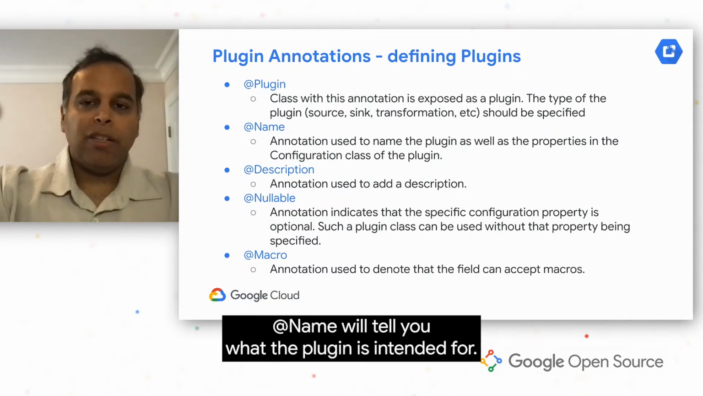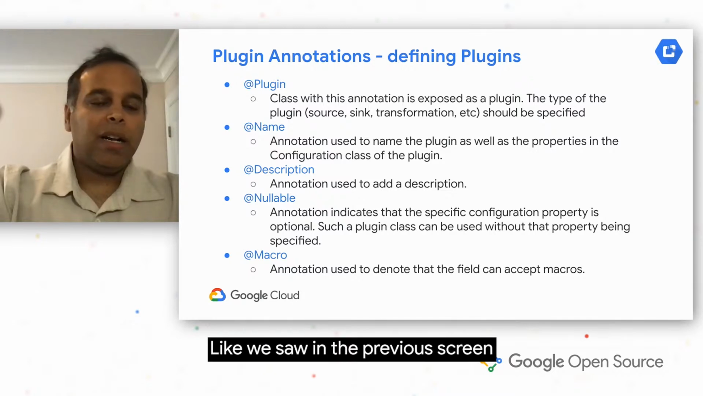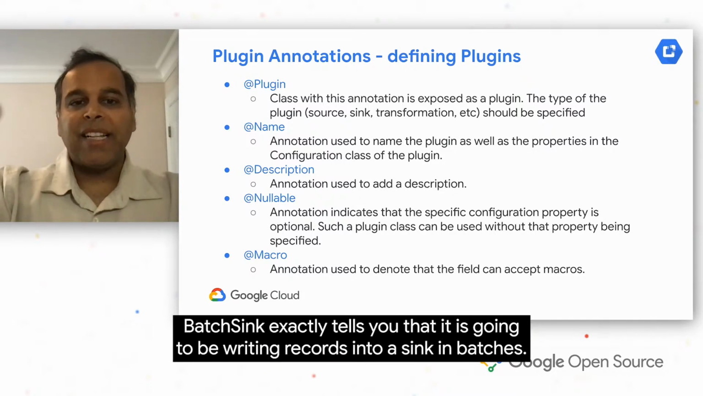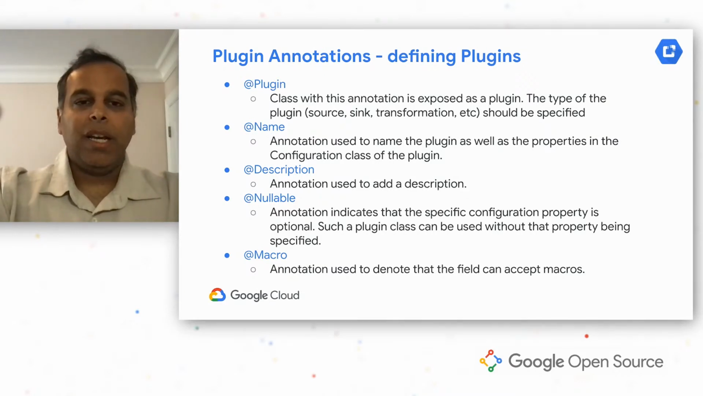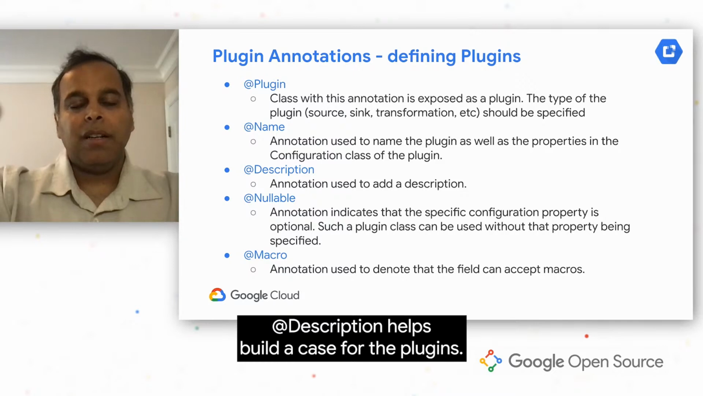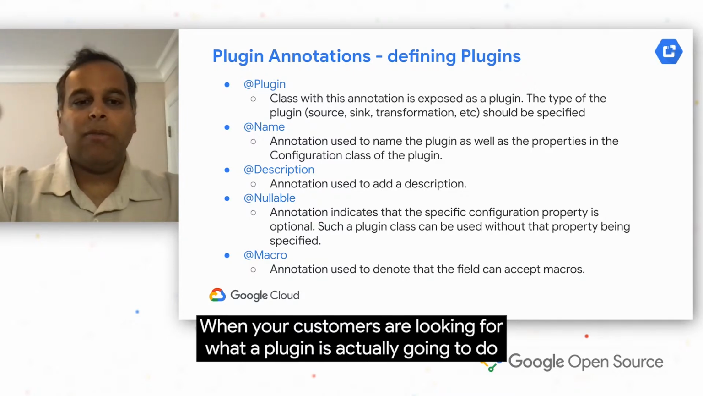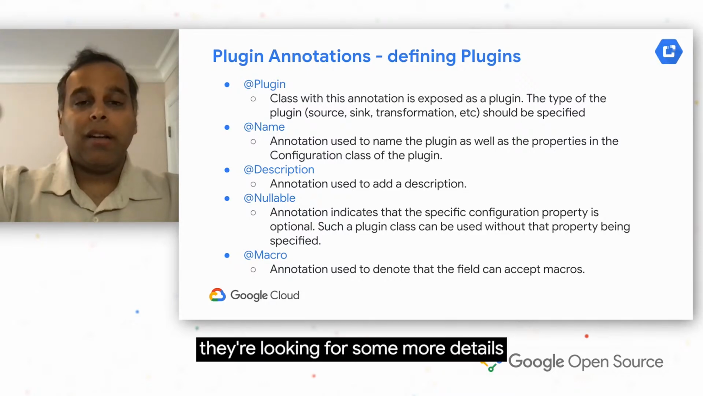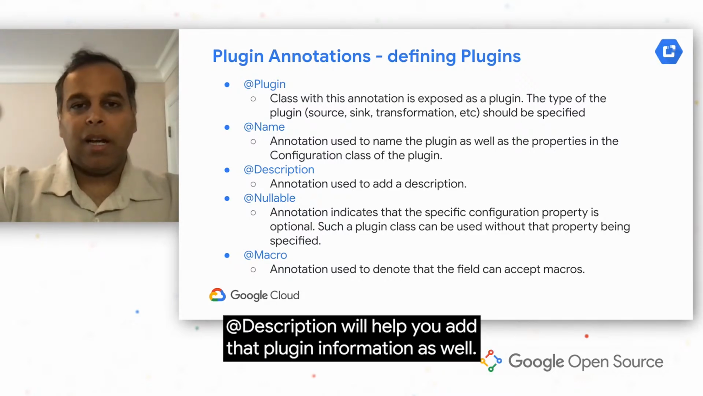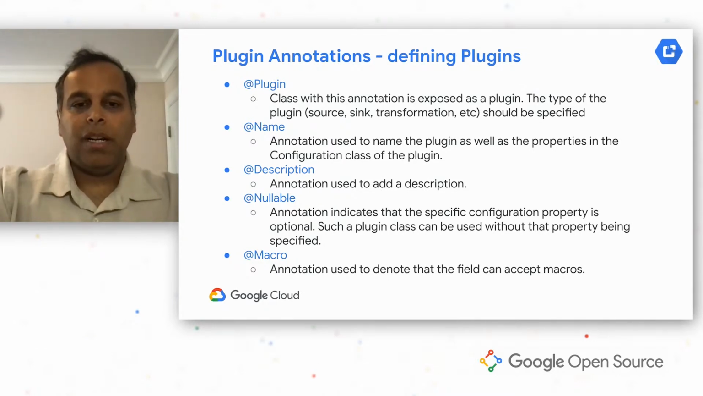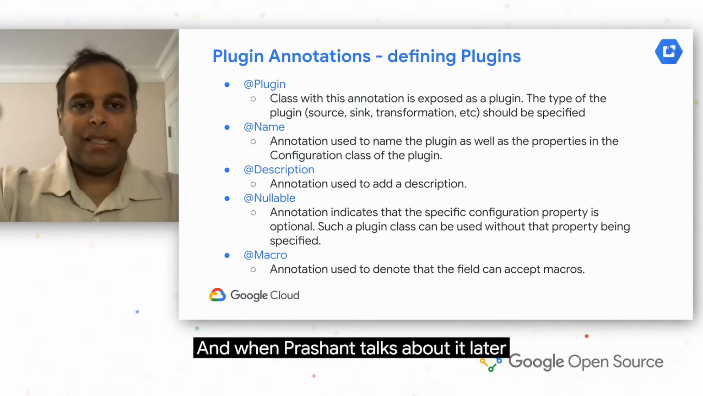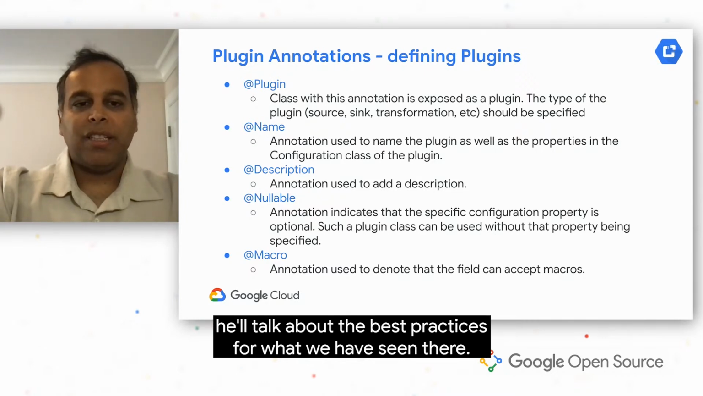A name would tell you what the plugin is intended for. And like we saw in the previous screen, a batch sink exactly tells you that it is going to be writing records into a sink in batches. Description helps build a case for the plugin. So when your customers are looking for what a plugin is actually going to do, they're looking for some more details. Description will help you add that plugin information as well. And when Prashant talks about it later, he'll talk about the best practices of what we have seen there.